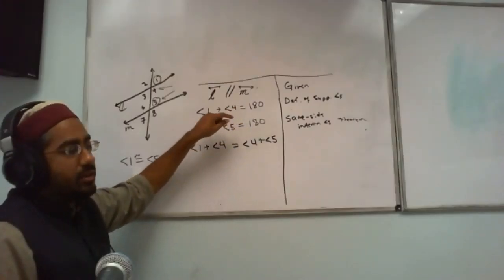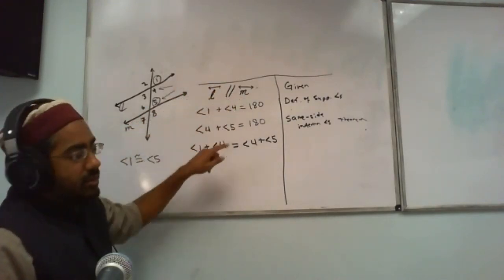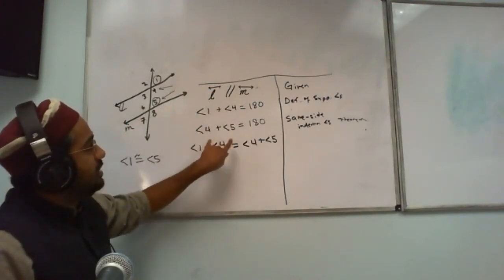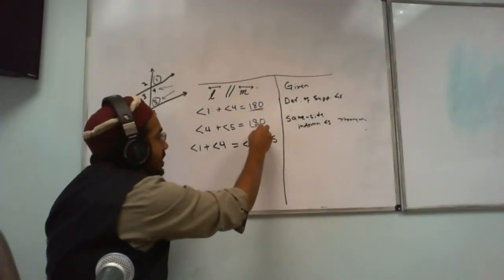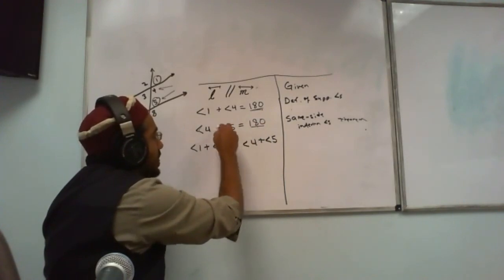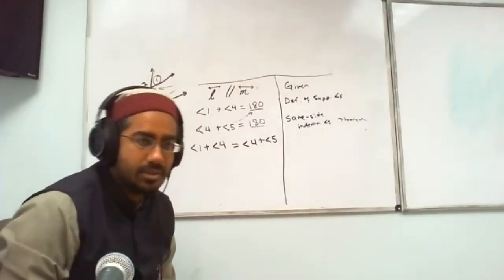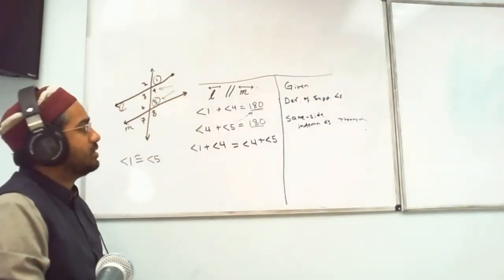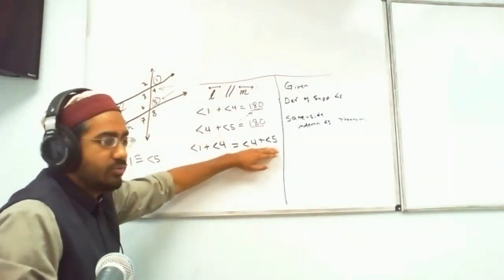Is that what you guys were saying? Yeah, sort of. Because they're both equal to 180, right? This pair together is equal to 180. This pair together is equal to 180. So these two pairs are then equal to each other. Like if this is 180, I know 180 is also equal to this. So therefore I can put this in place of 180 here. So now I know angle 1 plus 4 is equal to angle 4 plus 5.